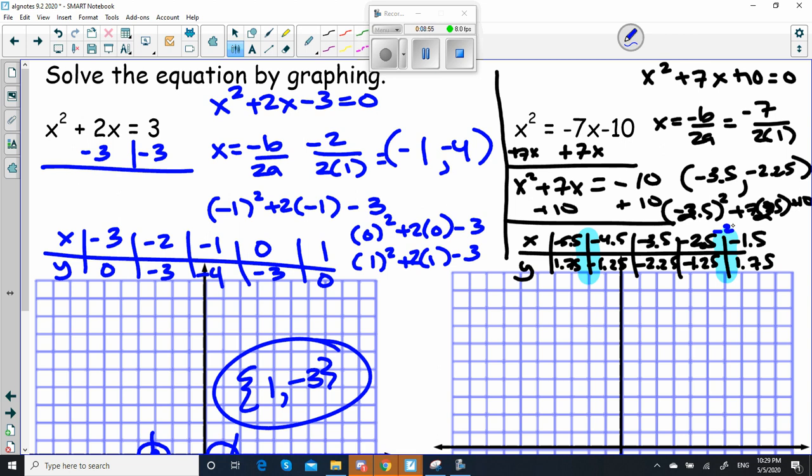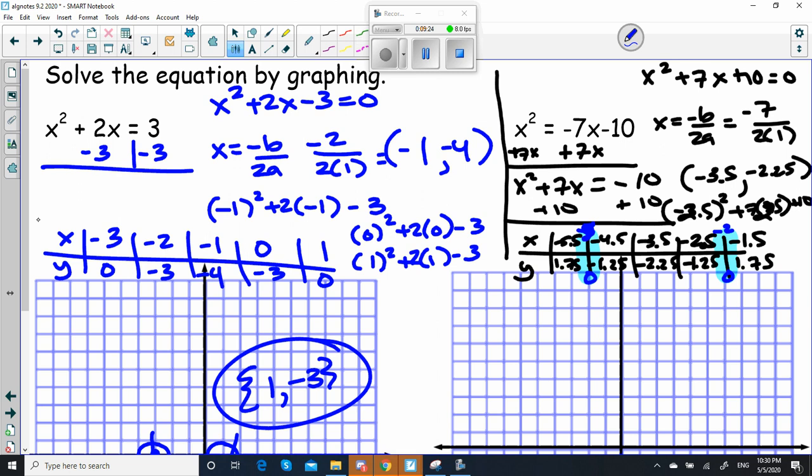So again, I'm going to type it in. So -2 squared plus 7 times -2 plus 10. There it is. The magic spot is -2, 0. Which means if this is the vertex, that means that here is also 0. Oh, that's a 5, not a 4. There we go. That makes sense.